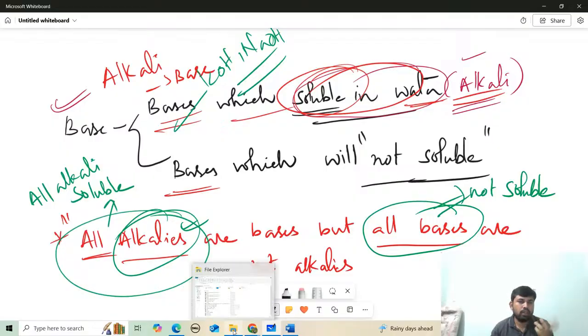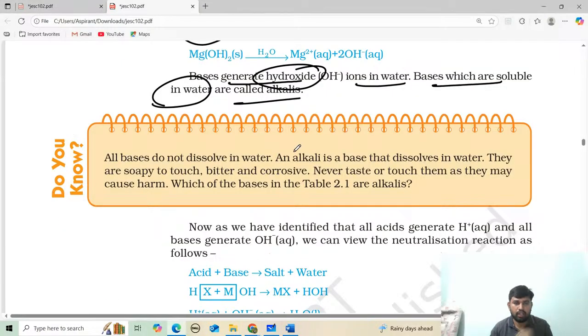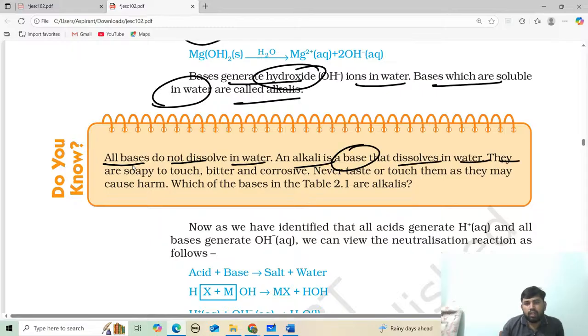Which are not soluble, we are just calling them a base, not an alkali. Given the statement, all bases do not dissolve in water. An alkali is a base that dissolves in water. They are soapy to touch, bitter and corrosive. Never taste or touch them. They may cause harm. Which bases in Table 2.1 are called alkalis?